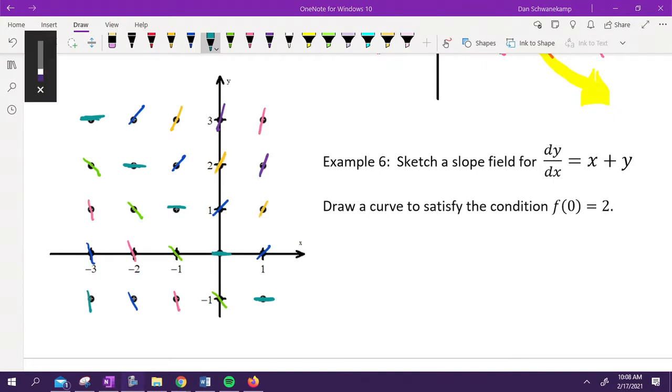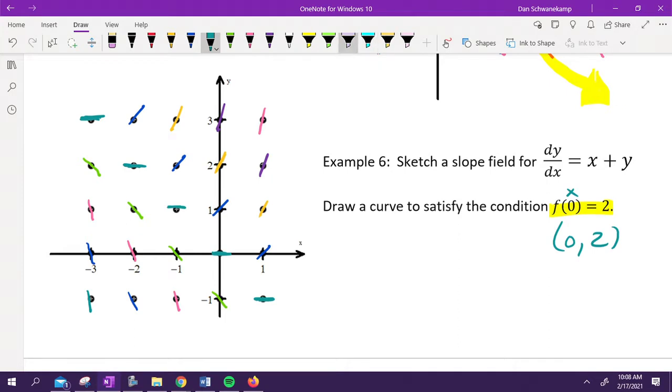That is my general slope field. All of these have a slope of 0. All of these have a slope of -1 and -2 and -3 and -4. And then here the slope is 1 and then 2 and then 3 and then 4. Something like that. We are drawing a curve to satisfy the ordered pair f of 0 is equal to 2. In other words, that is 0, 2, because it is f of x. Think about it, it's always f of x. That's my x value. So 0, 2.